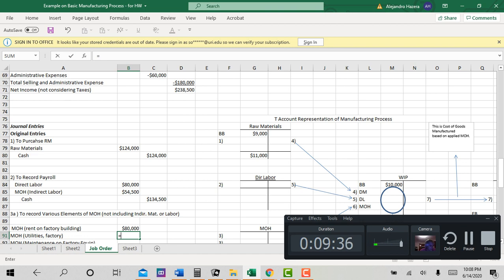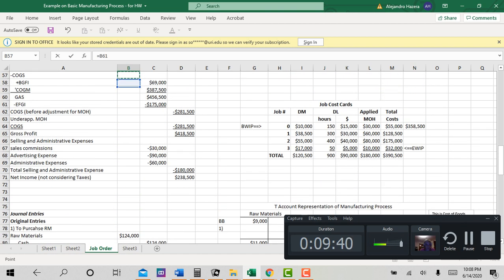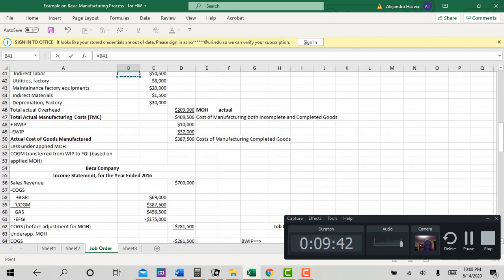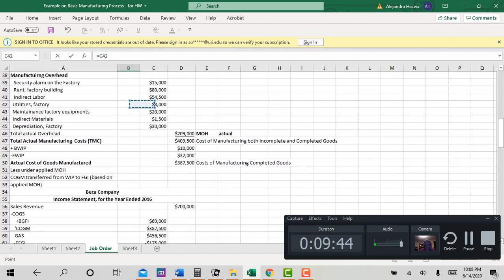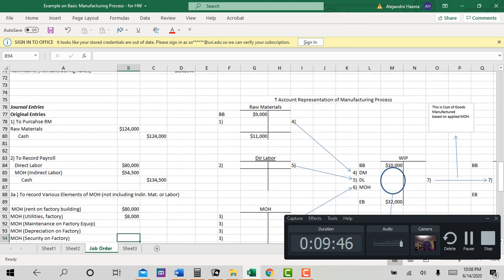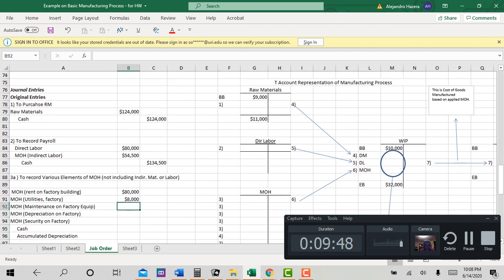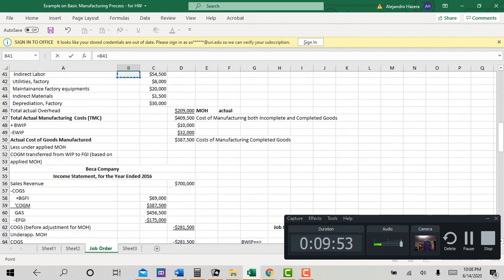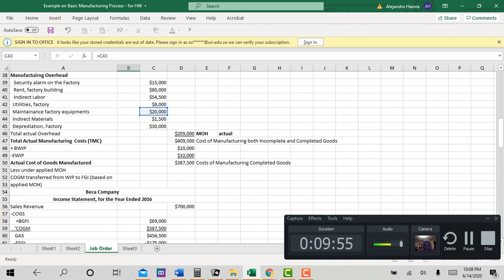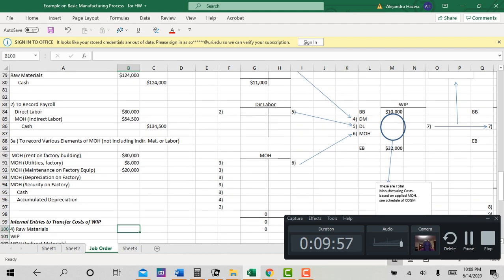Okay, and then your utilities on the factory are 8,000. So we come up here, and your utilities on the factory are 8,000. Then your maintenance on the factory equipment. So we come up here, the maintenance on the factory equipment is 20,000.